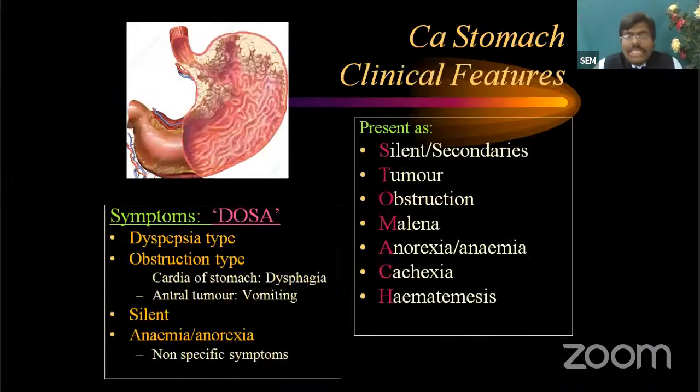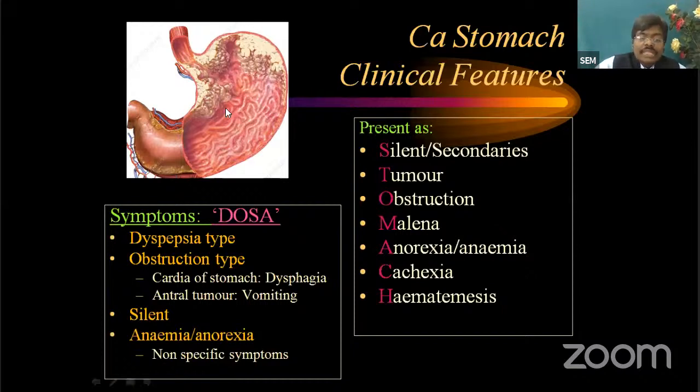Next, how do you suspect carcinoma stomach, or how do these patients come to you? If they ask you, the patient's complaints are the symptoms, and what you elicit are signs. Let us start with the symptoms. The simplest thing for all of you is, every day we eat dosa, so you remember DOSA. Patient can present like an ulcer type, that is dyspepsia type: doctor, I have been having severe upper abdominal pain and I've been losing weight.